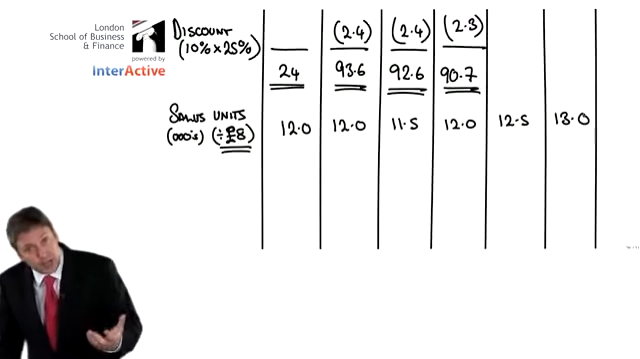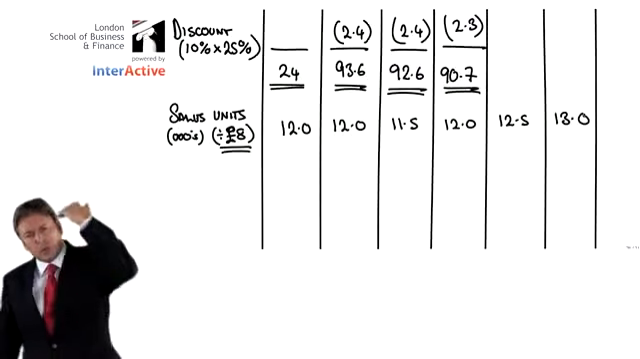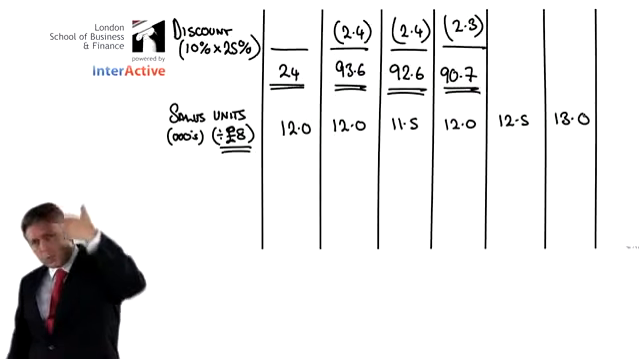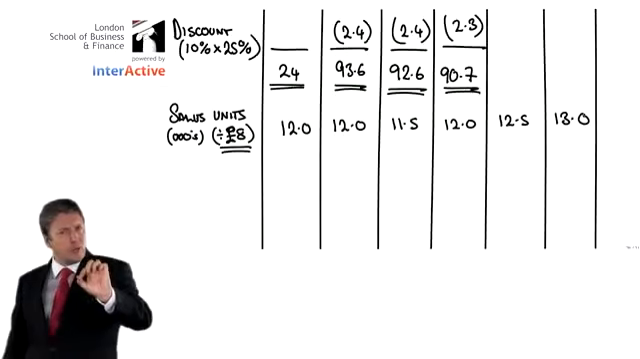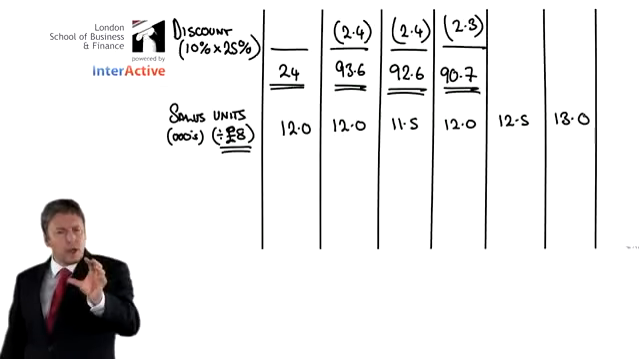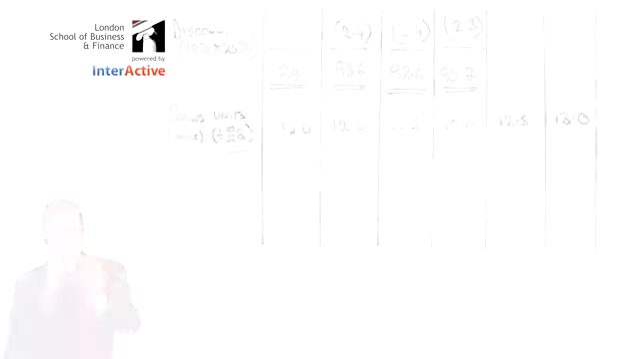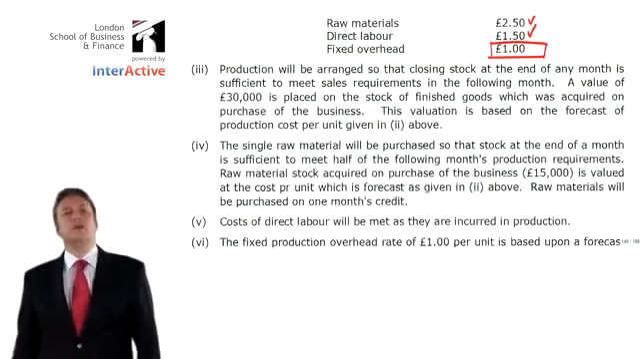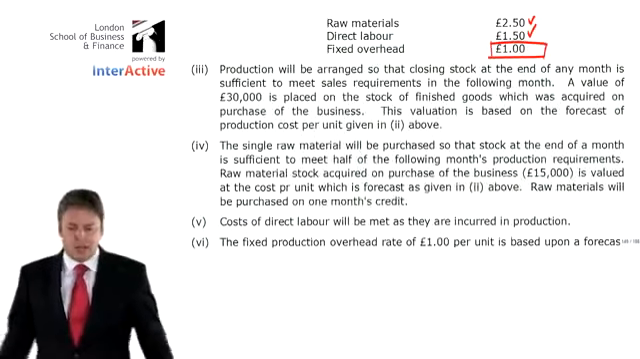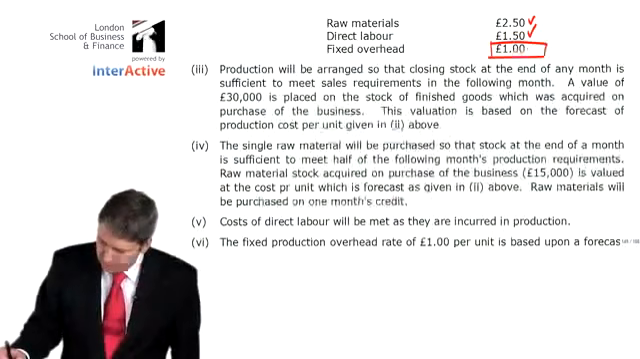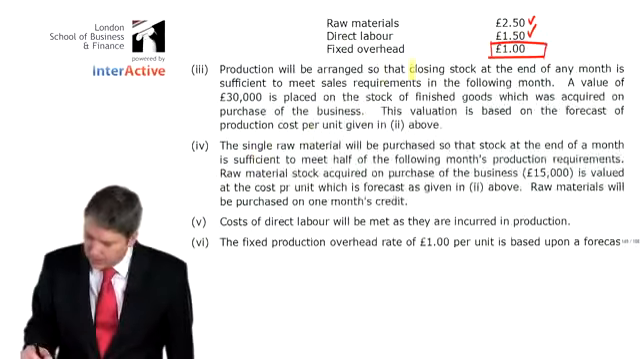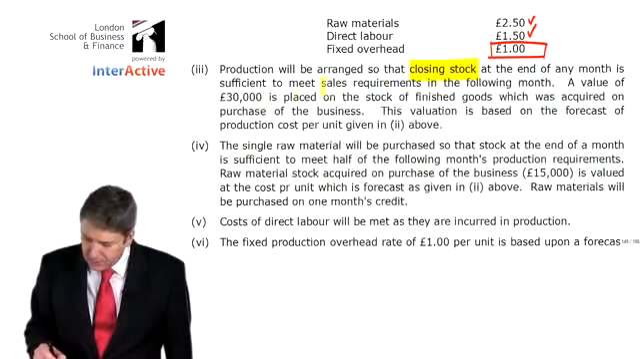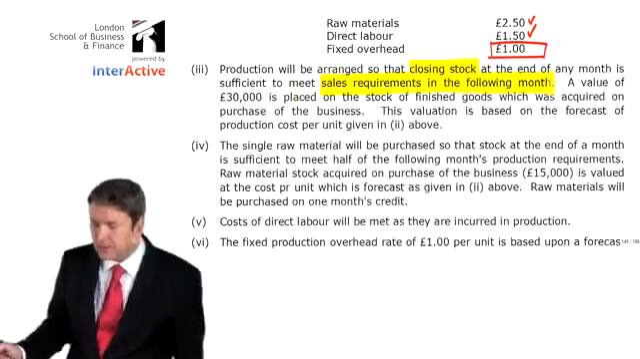Right, let's look at the next note. Remember, once we've got our units, don't we want to try and work towards purchases? And to establish our purchases, we need to know our production units, don't we? Let's read note 3. Okay, reading. Production will be arranged so that closing stock at the end of any month is sufficient to meet sales requirements in the following month.